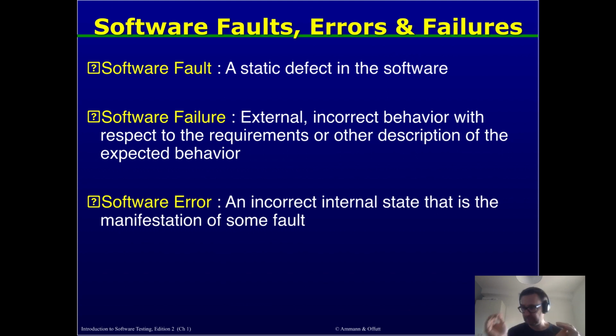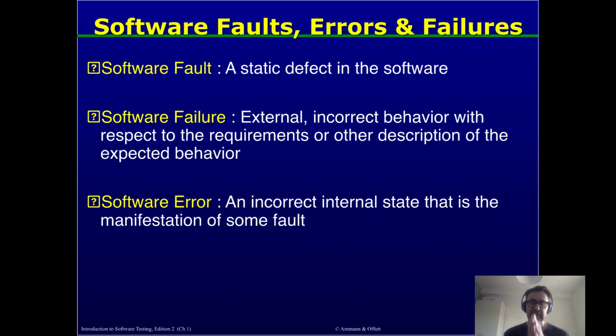Sometimes it's only seen on the outside of the whole thing, but it depends on what you look at as your system. So when you're developing, for example, you can talk about a failure in some component or function even. The software error in one of these fault, error, failure chain terminologies is an incorrect internal state.